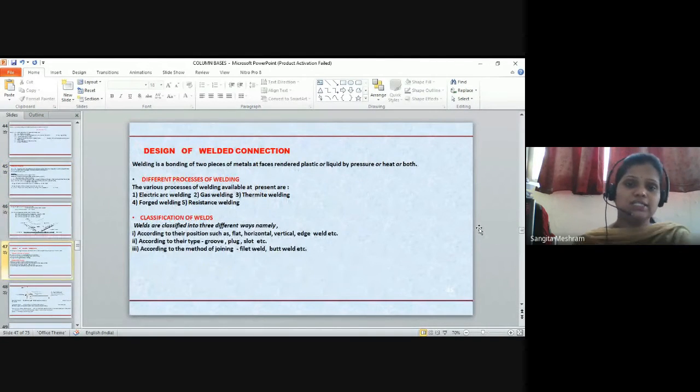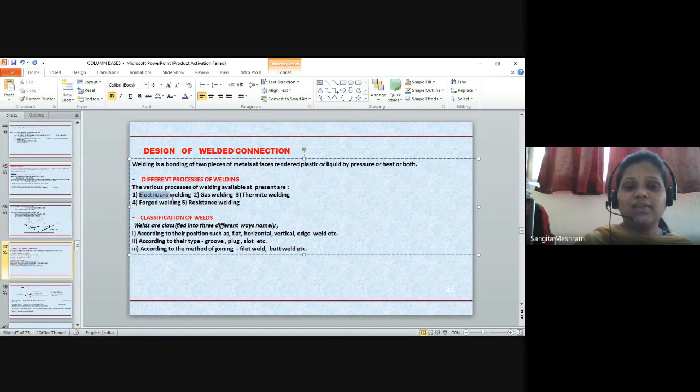Then there is a different connection system, the design of welded connection. This method we are using to connect the different members. If it is not possible to connect the members with the help of bolts, we can use this welded connection. Okay, this is a bonding of two pieces of metal at faces rendered plastic or liquid by pressure or heat or both. The heating generally, आप वेल्डिंग देखे होंगे तो बेसिकली हीट यूज करते हैं, a heating process to connect the members. It is electric arc welding; different processes are given here: gas welding, thermite, forged, and resistance welding.